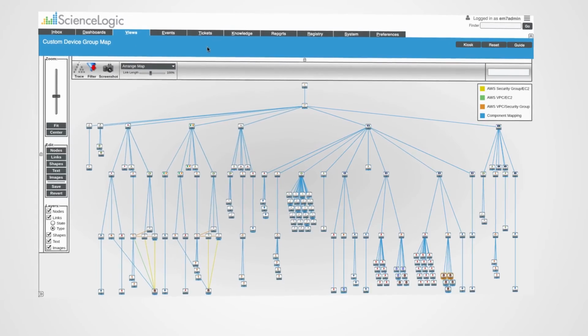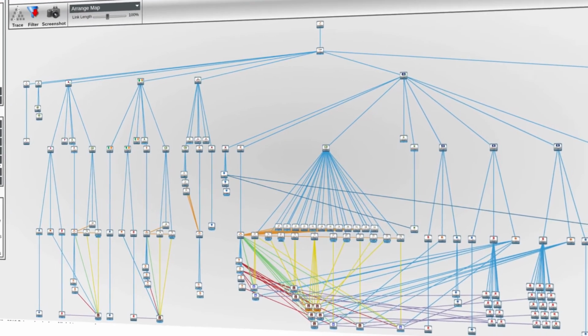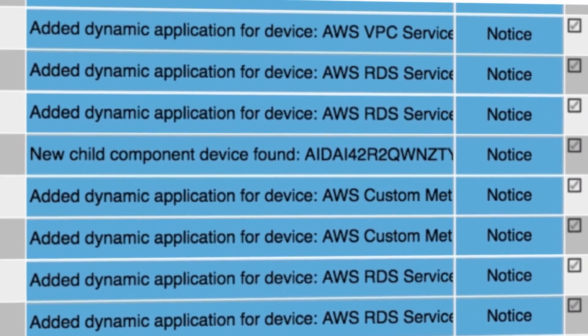Once you're up and running, you don't have to manually update the system because it detects changes and updates itself. You know what's new and what's disappeared.